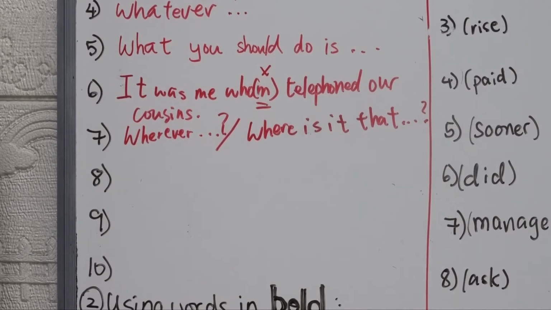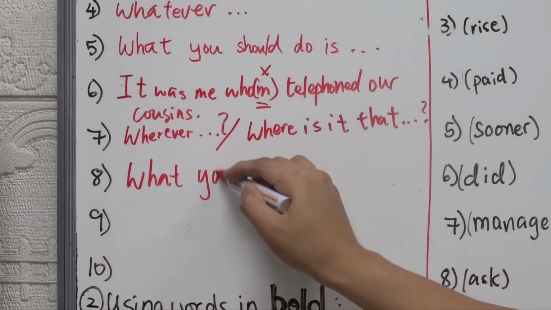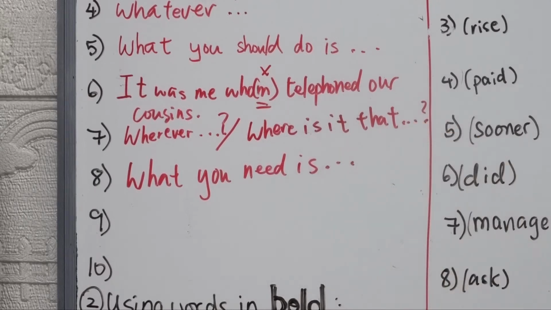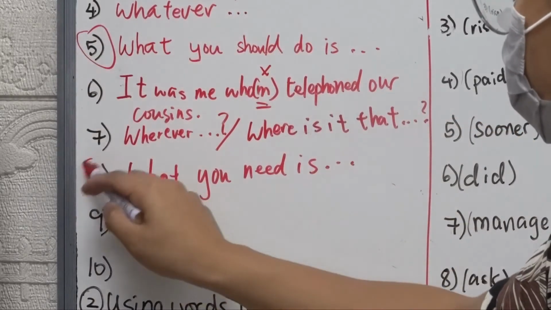Okay, number 8. You need a nice cup of coffee. Again, suggestion, right? You need a nice cup of coffee. So really, a lot of emphatic structures are suggesting. So what you need is a cup of coffee. What you need is a cup of coffee. I'll circle the ones that we have used for suggestions. This one, right? Suggestion, suggestion, and suggestion.